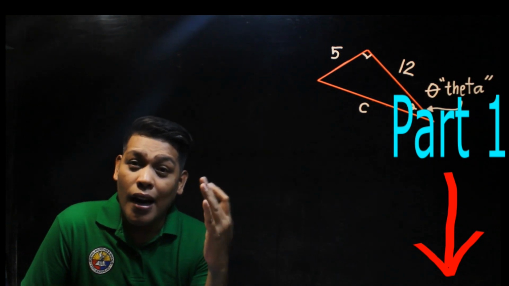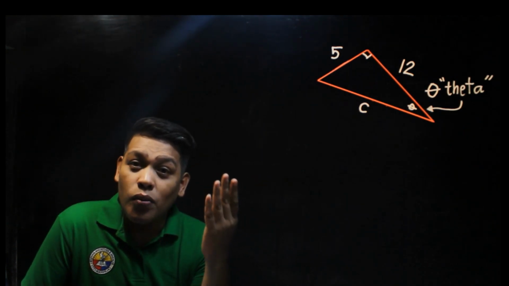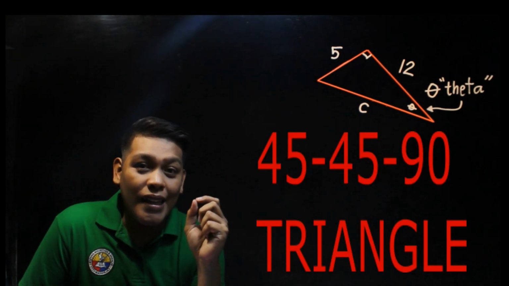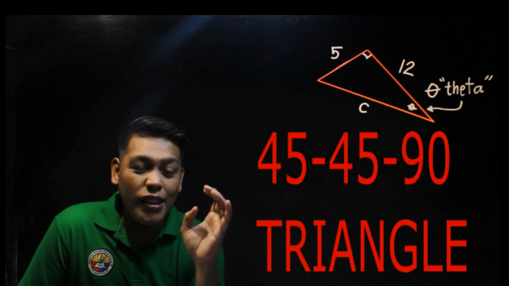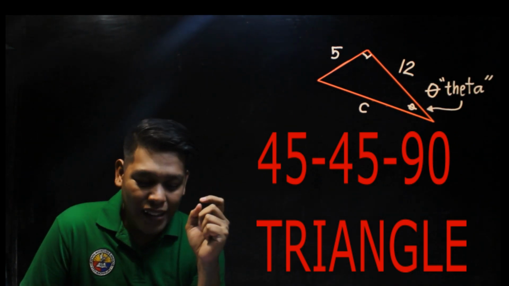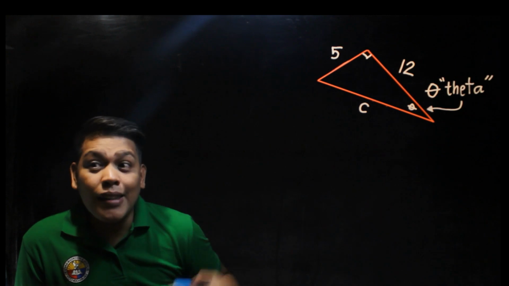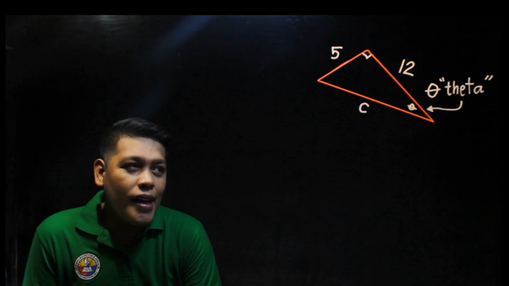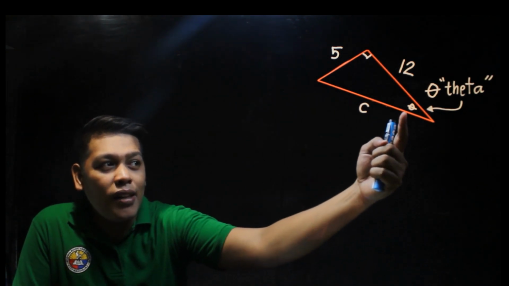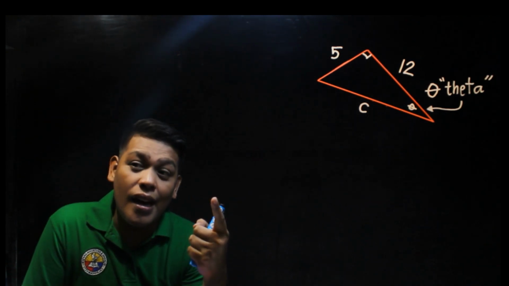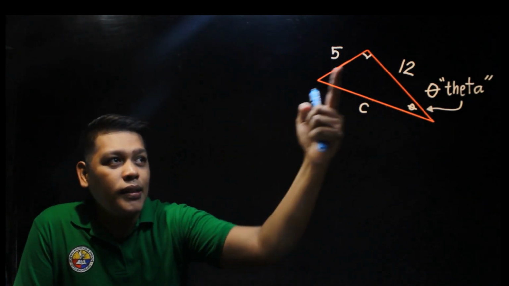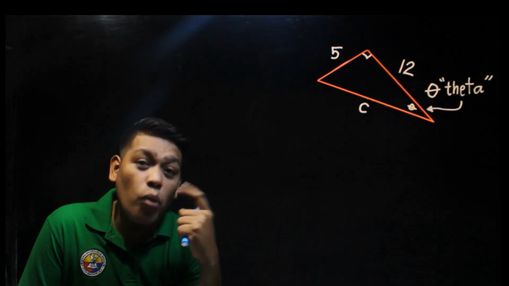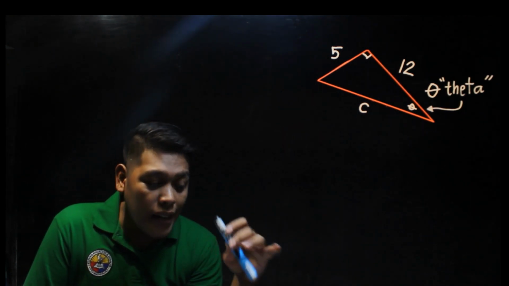So, today, we will have another trigonometric ratios and we will be dealing with the 45 by 45 by 90 degrees triangle or the special right triangle. So, let's begin. So, sasagutan natin, hanapin natin yung 6 trigonometric ratios in this triangle. So, ang symbol na nakikita nyo rin, yan ay tinatawag na theta. Symbol lang yan, theta. So, this side is 5 and this side is 12 and we were looking for the hypotenuse o yung longest na side.